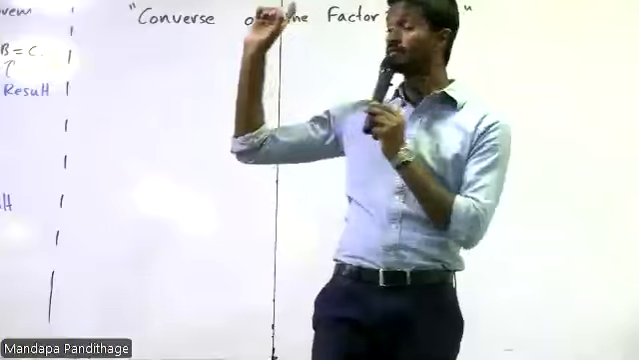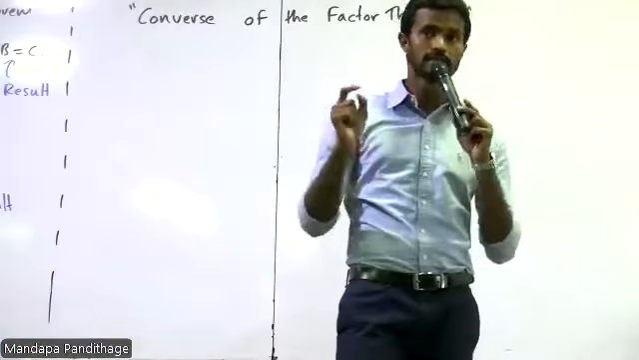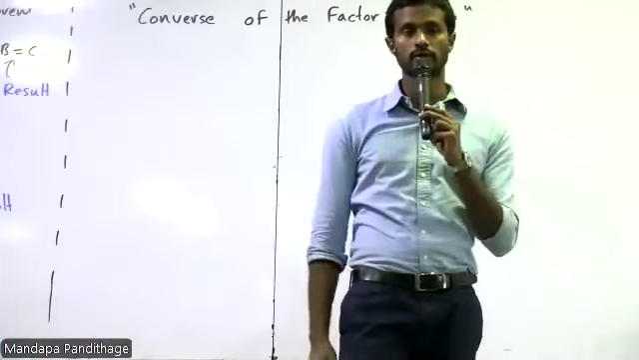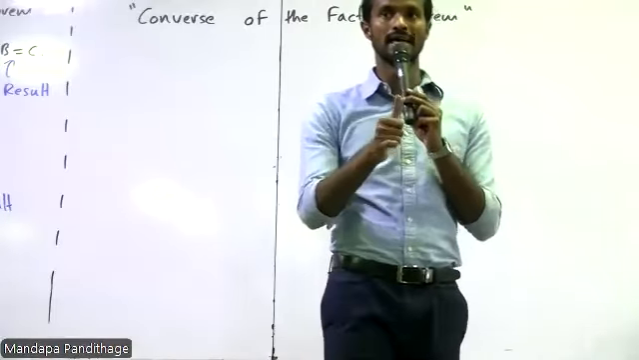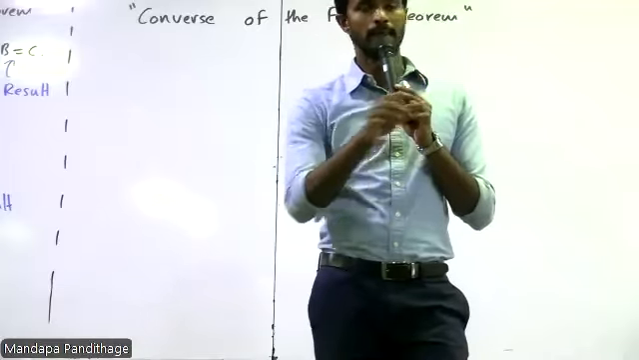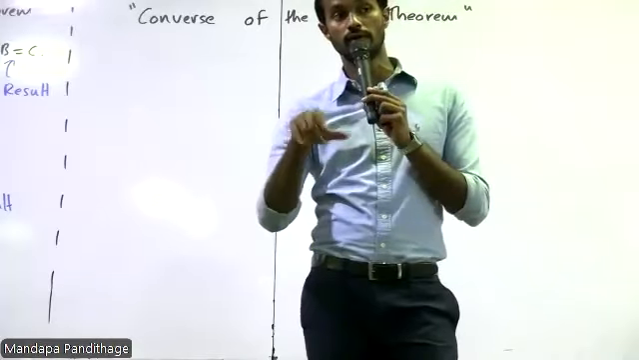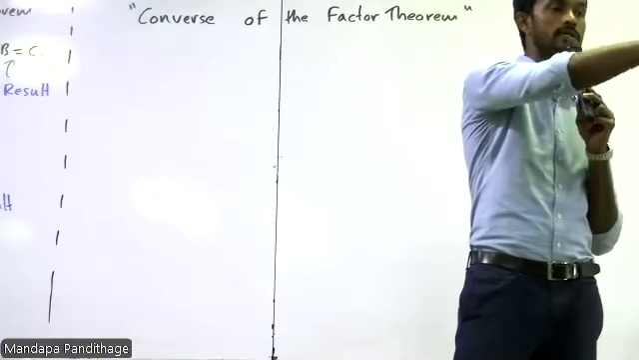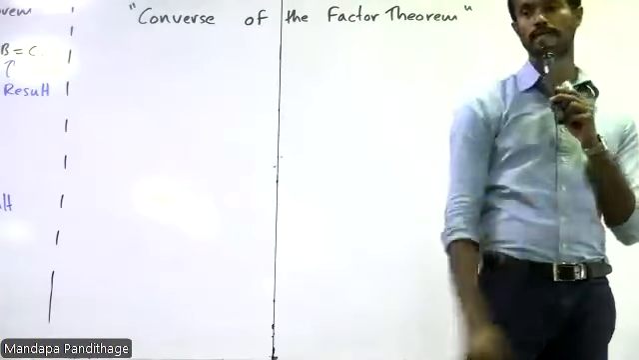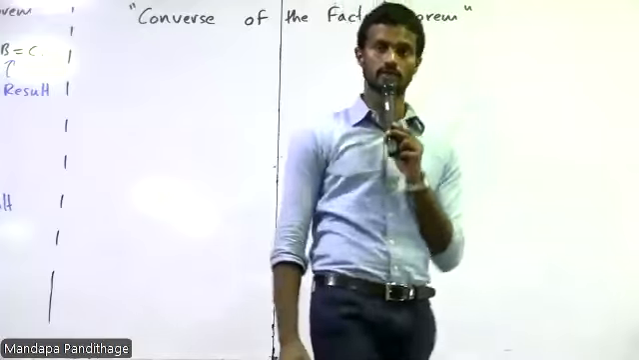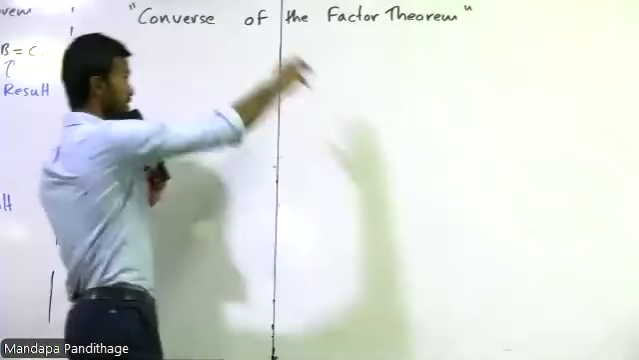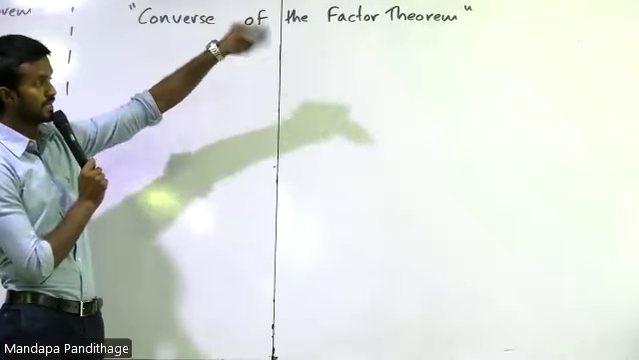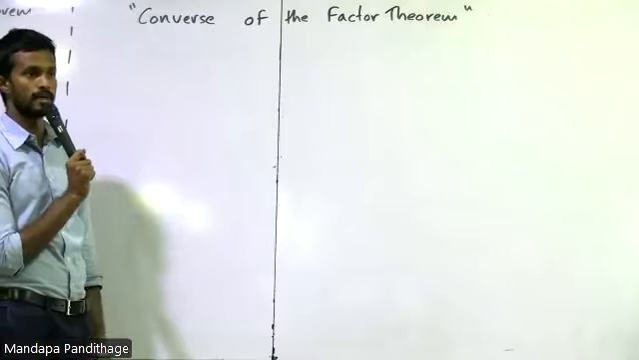And now I'm talking about the converse of the factor theorem, which means the data and the result are interchanged. If the factor theorem is if x minus a is a factor, f(a) is equal to 0, then what can you say when you're talking about the converse? If f(a) equals 0, then x minus a is a factor. Clear? That is what we consider as the converse of the factor theorem. If f(a) equals 0, then x minus a is a factor of f(x).